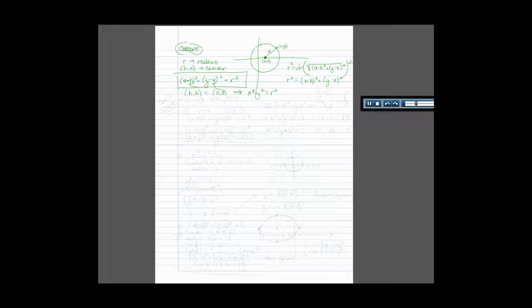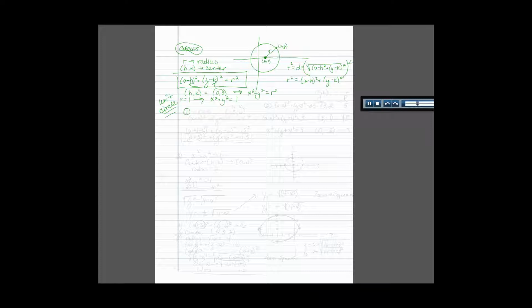And if the radius was equal to 1, you would have x squared plus y squared equals 1. And that special case where the radius is equal to 1 is called the unit circle, because the radius is 1 unit. Now, not all circles with their center at the origin have a radius of 1. But when it does, it's called the unit circle.